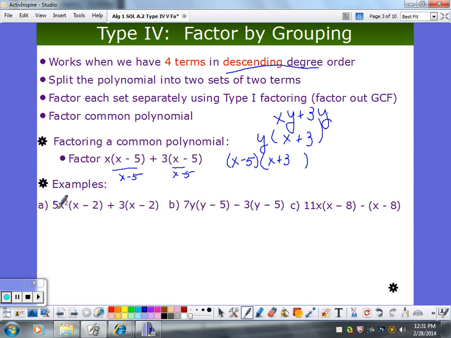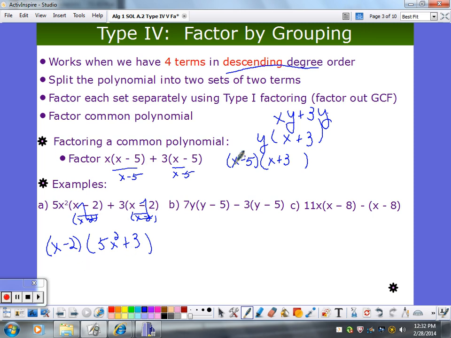Seems like you're having trouble wrapping your head around it. Let's look at another example here. I've got 5x squared times an x minus 2 plus a 3 times an x minus 2. I have a common polynomial, don't I? Same thing in both terms. So I'm going to factor it out. When I factor it out, that's like dividing by it. What's left? 5x squared plus 3. Yes, that's all you have to do. Don't make this hard.